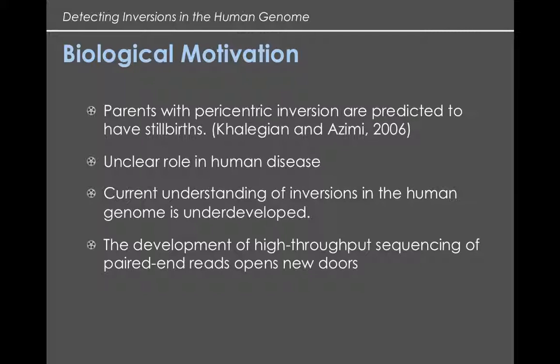Current improvements in paired-end read sequencing have allowed us to make better analysis of inversions. Inversions in the human genome tend to range from several hundreds of nucleotides long to several megabases long.